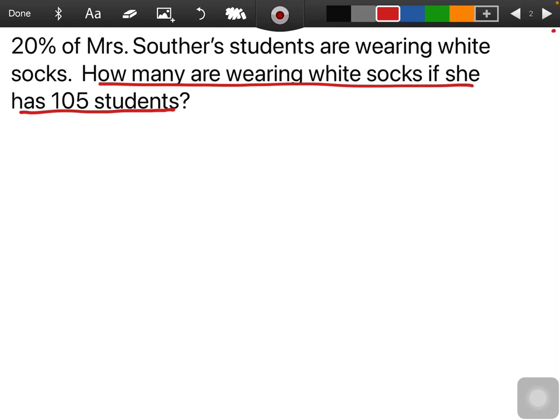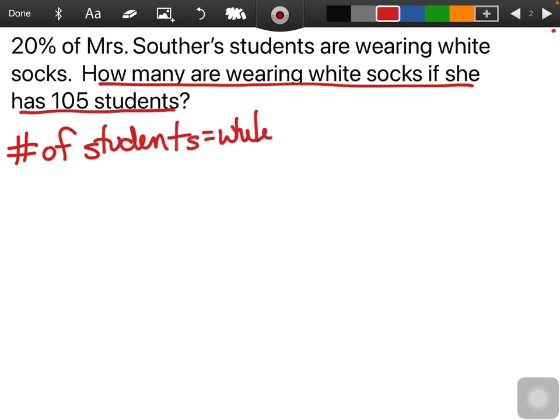Next step, what is the question asking you to do? What you're being asked to do is find the number of students wearing white socks. So I don't need everything in this sentence, but I do need some of the pieces of information. Now we're going to go back and read it again and figure out what of the information is good and what is trash.